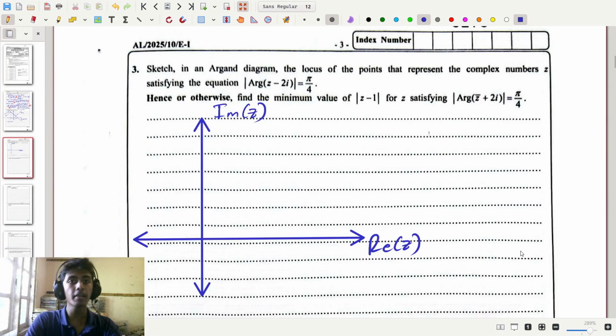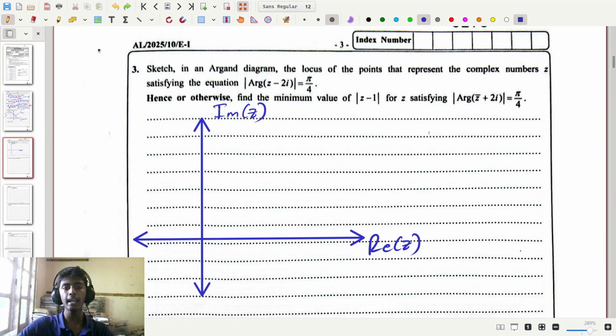2025 A-Level Combined Mathematics Paper 1, Part A, question number 3. This question has to do with complex numbers and Argand diagrams. The question says, first, sketch in an Argand diagram the locus of the points that represent the complex number z, satisfying the equation modulus of arg(z − 2i) equals π/4. It then says, hence or otherwise, which usually means hence, find the minimum value of modulus of z − 1 for z satisfying this given condition here.